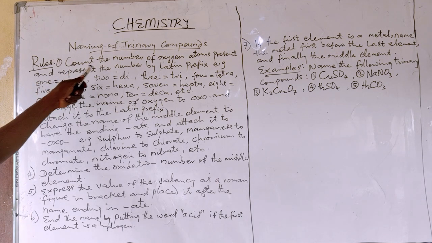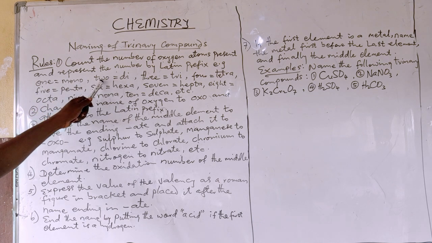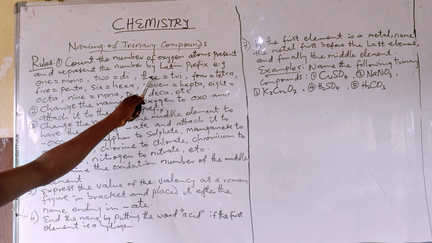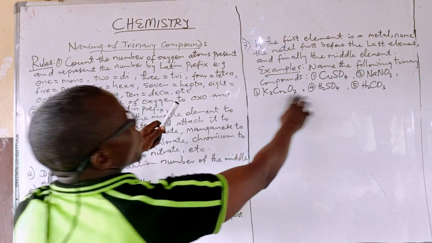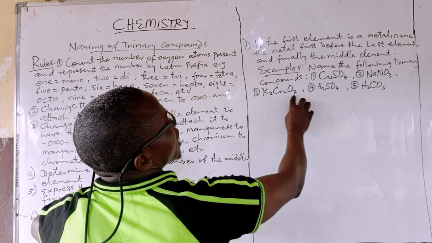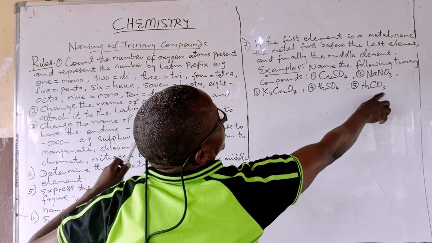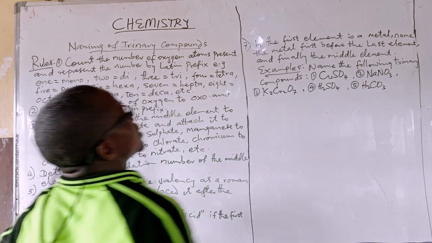Number one, count the number of oxygen atoms present and represent the number by Latin prefix. For example, if the atom is 1, you will be mentioning mono. If it is 2, you will be saying di. If it is 3, you say tri. Like all these compounds now. This is hepta because it's 7. Tetra because it's 4. Tri because oxygen is 3.